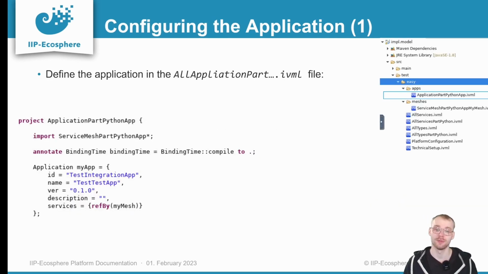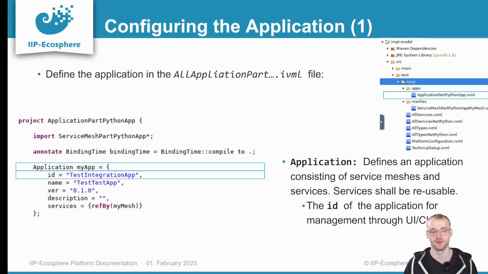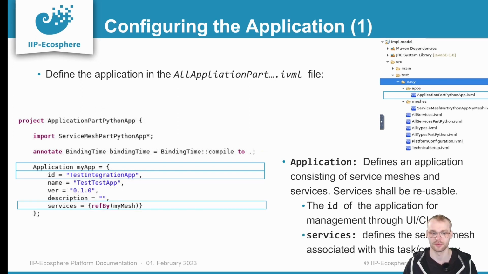We define the application in the application part IVML, of which a little code example can be seen on the bottom left side of the screen. We first have the application itself. It's called My App, which consists of one or more mesh services. These services, like mentioned before, can be reusable. We have an ID, which is the ID of the application when using the command line interface to interact with it. And we have services. The services in this case are defined by a service mesh by name. This can be many service meshes, like mentioned, but in our case, for the simplicity of the example, it will just be one.